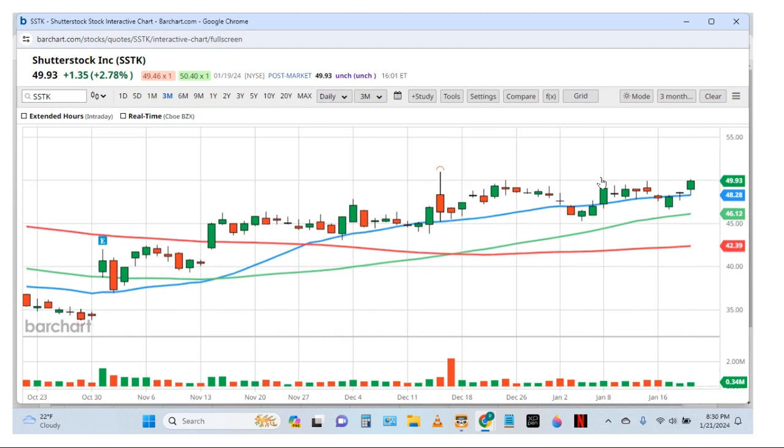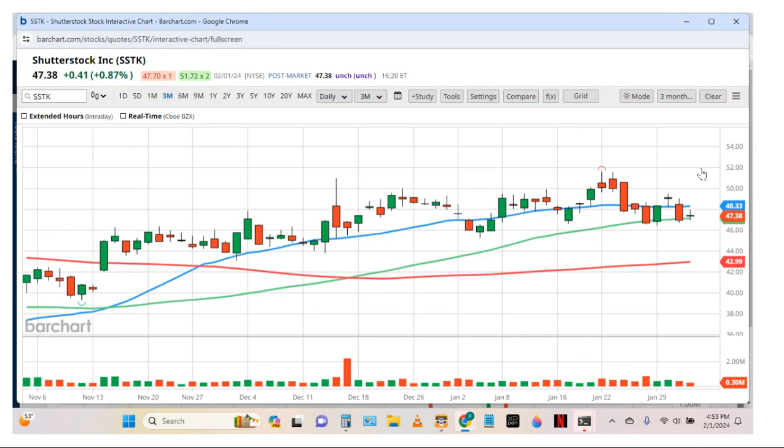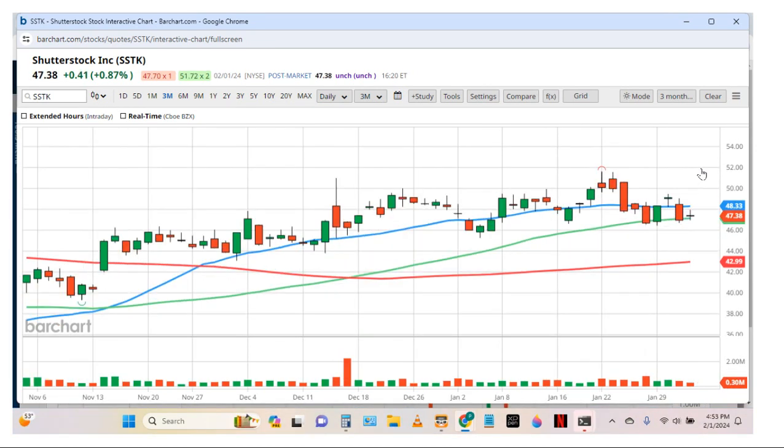And Shutterstock, this is what happened the next day. See, it made a new high, but with a really weak new high. I don't like that either. And then this one would be after that happened. So here was that new high, and then after that it sold off again. So there's major resistance here over 50 and $51. Just is not having any luck getting over that area at this time.